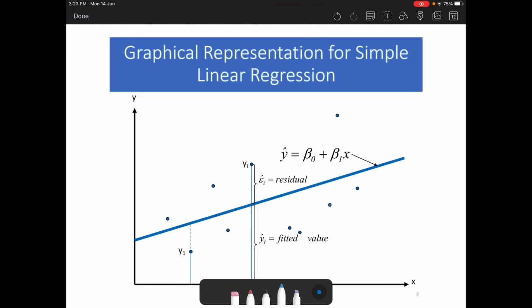Here is the graphical representation of the fitted model. This is the equation that we have seen in the previous slide. Okay, that's the representation of the fitted model line. So the residual here, as I said earlier, is the distance between the best fit line, the blue line here, to the observed value. Okay, from here to here.